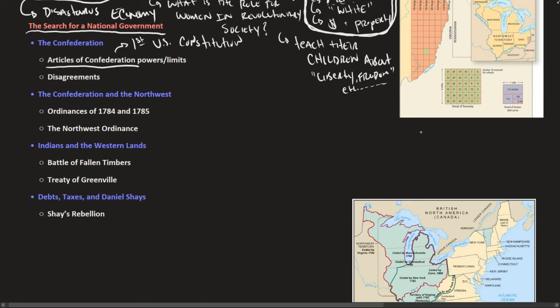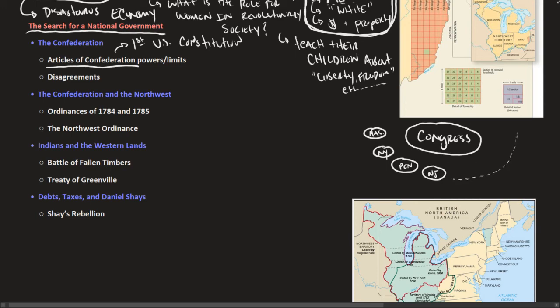More or less, there was a Congress, just like the Second Continental Congress. Each of the 13 states was represented at the Congress. So you might have Massachusetts, New York, Pennsylvania, New Jersey, you get the point. They all meet at this national level, typically in Philadelphia.